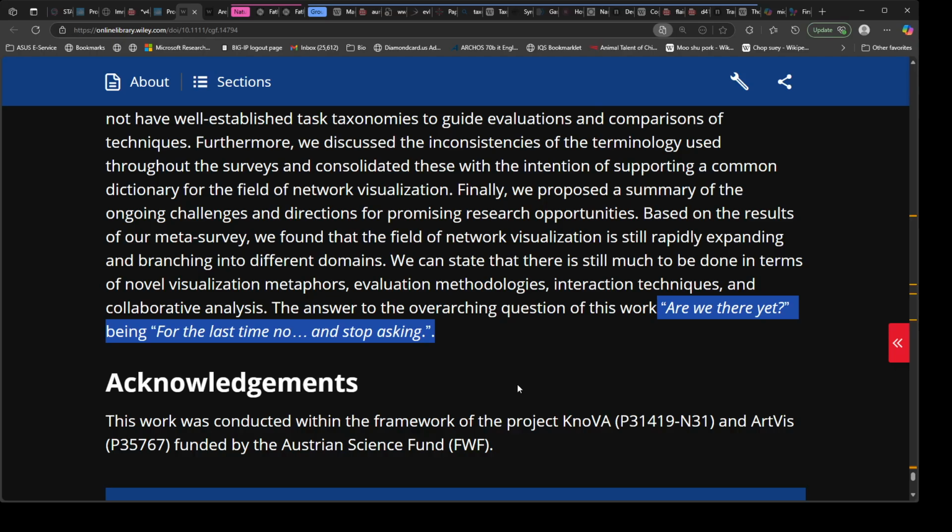Acknowledgements. This work was conducted within the framework of the project NoVA, P31419N31, and ArtVis, P35767, funded by the Austrian Science Fund, FWF. References.